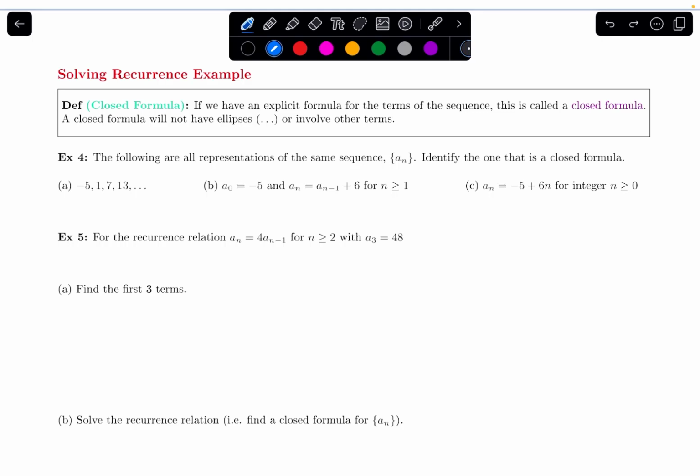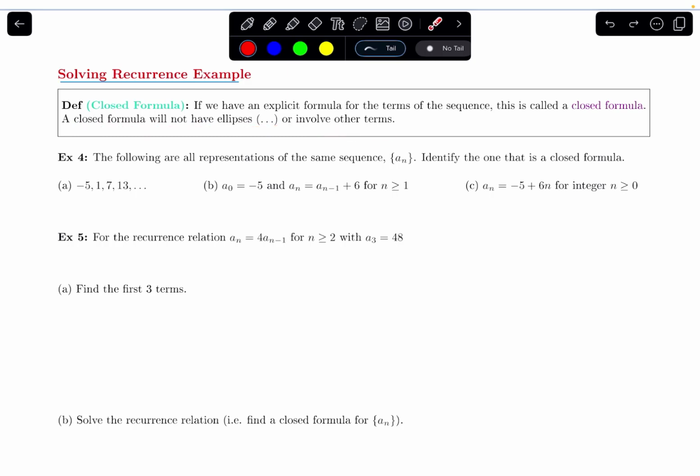In this video, we'll do an example where we solve a recurrence. So I want to start with the definition of a closed formula, which says that if we have an explicit formula for the terms of the sequence, this is called a closed formula. A closed formula will not have ellipses or involve other terms.